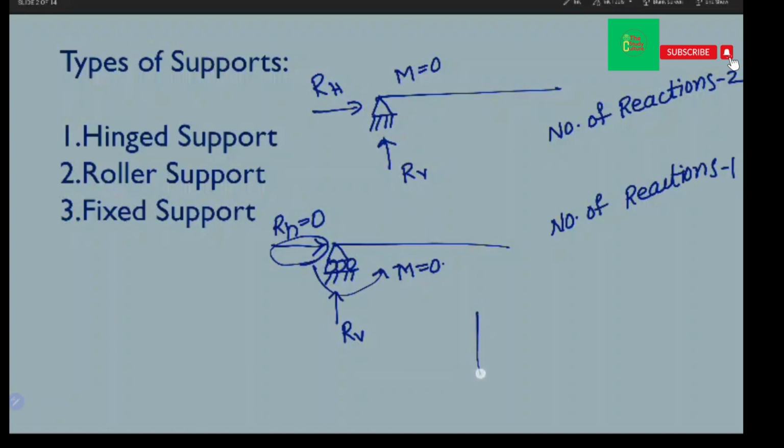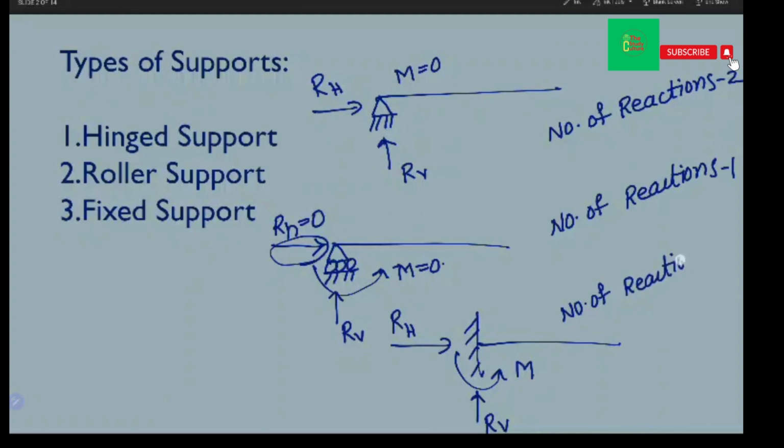Fixed support means one side is fixed, another is free. For this there is a moment, horizontal reactions and vertical reactions also. Number of reactions for fixed support is 2 and moment is 1.